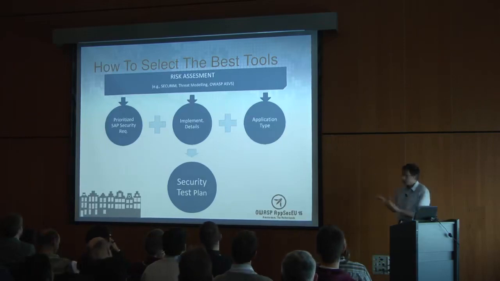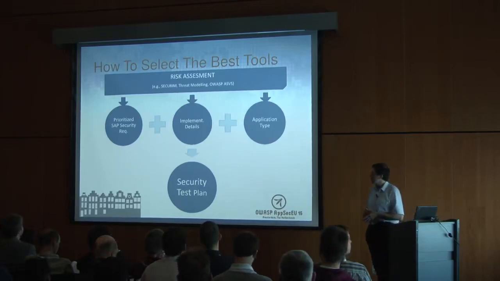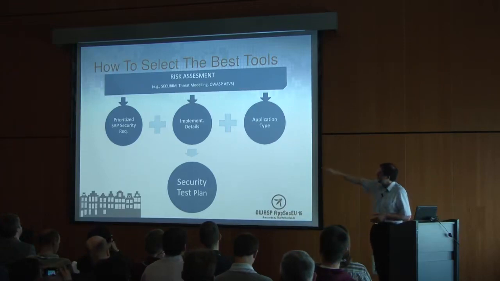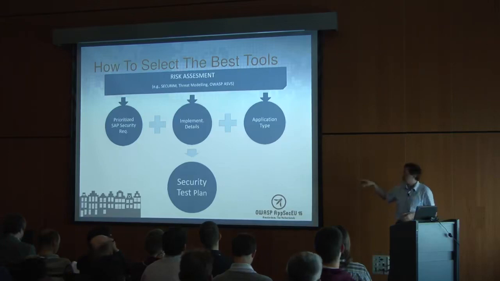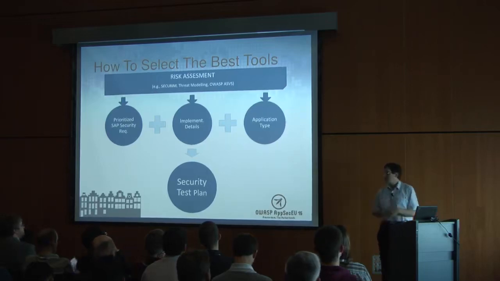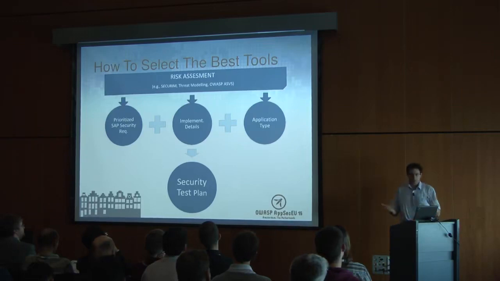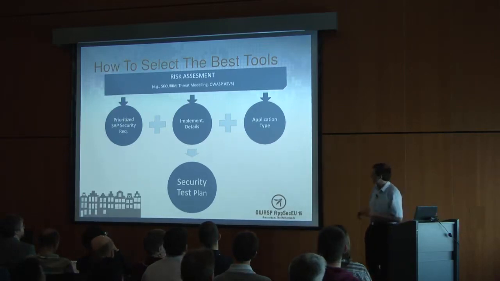So there are some differences in the methods, but the principle itself is universal. From that risk assessment, we infer a prioritized list of SAP security requirements. SAP security requirements, that's our product standard security. That's a list of security requirements like: SAP product shall be free of cross-site scripting, shall be free of SQL injection. So think about the OWASP Top 10, specialized for SAP products.